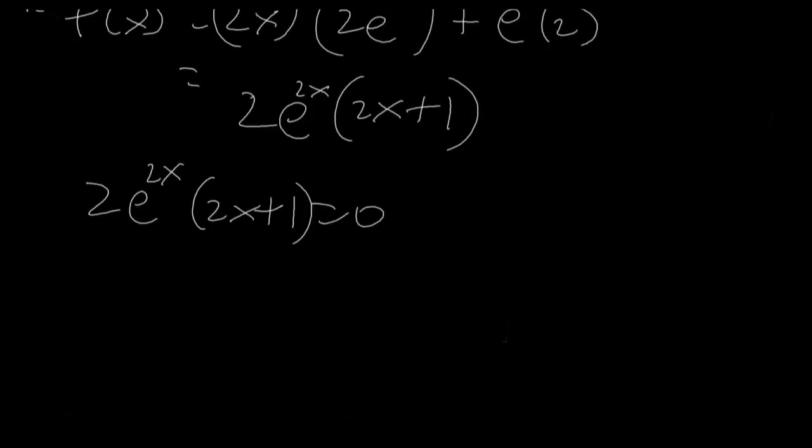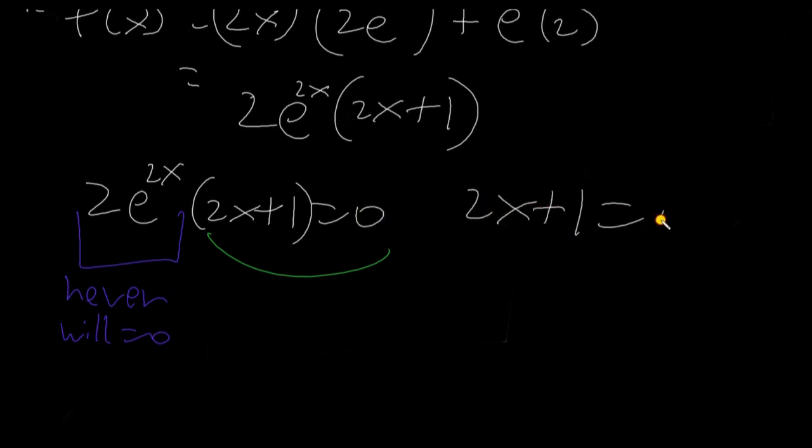And this first part here will never equal 0, because when you have e raised to the x power, it's always going to be positive, right? So I can just ignore this section completely and focus on the other section here. So 2x plus 1 equals 0, x is equal to negative 1/2. This makes our derivative 0.